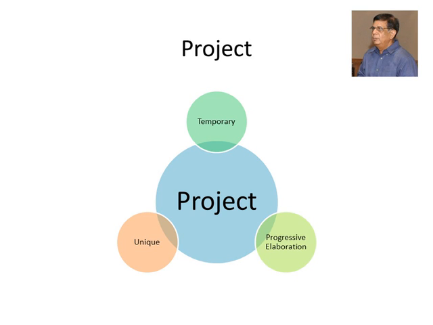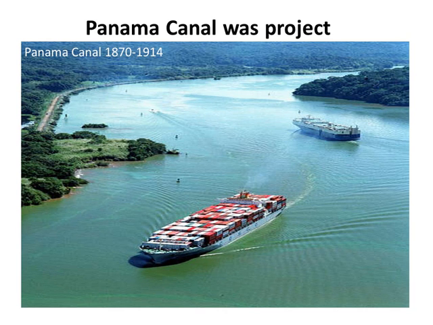There is a third characteristic of project, which is progressive elaboration. We will discuss it in detail a short while after. But first, let us understand what is product, service, or result which a project produces.